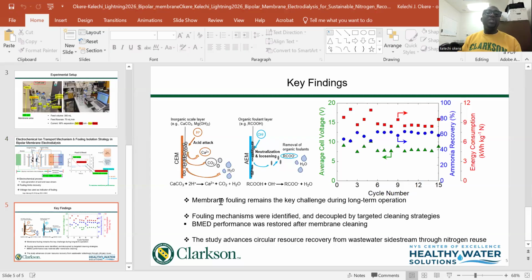So in this project, we see that membrane fouling remains a key challenge during long-term operation. And the fouling mechanism, we are able to identify it and we decoupled it by targeted cleaning strategies. And after that, we see that our membrane performance was restored. So this study is very important because it advances circular resource recovery from wastewater side stream through nitrogen reuse.